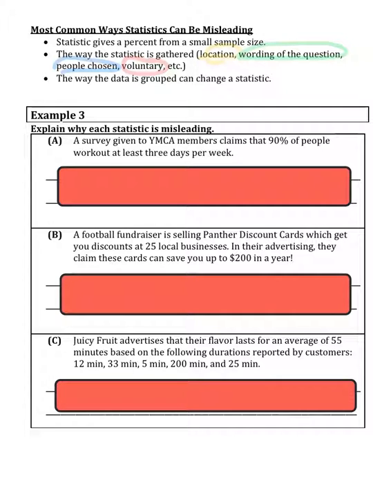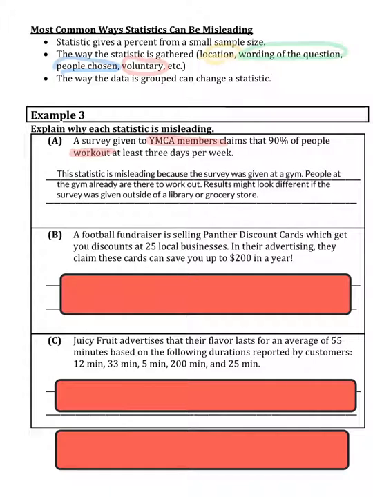These would be kind of statistics I think you would hear, especially in middle school. Explain why the statistic is misleading. A survey given to YMCA members claims that 90% of people work out at least 3 days per week. Why is this misleading? Well, if you guys are familiar with what YMCA is, a gym. And what is the survey about? Working out. If they give the survey to people who are already YMCA members, how could that be misleading?